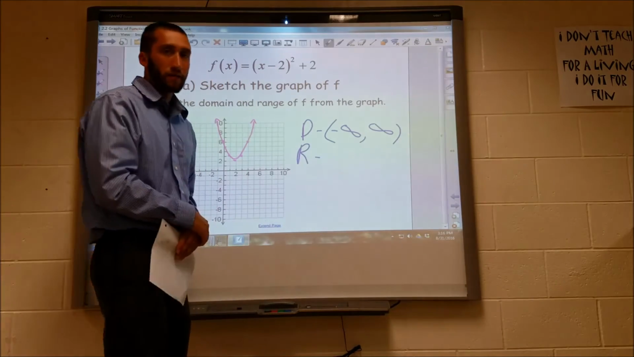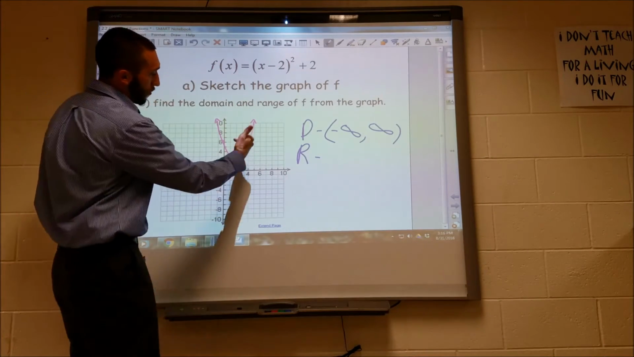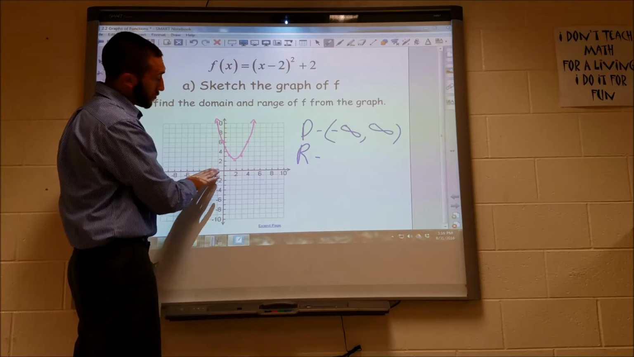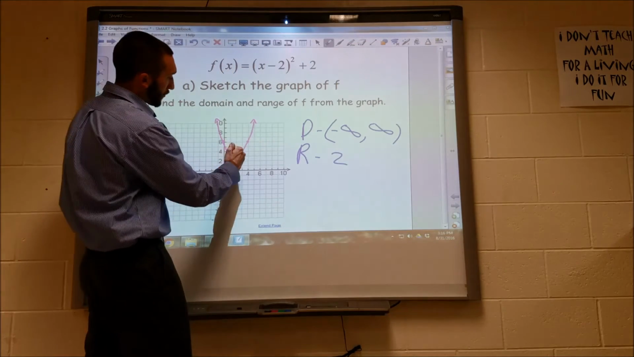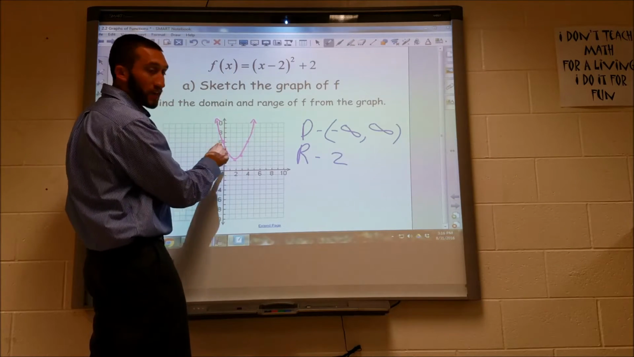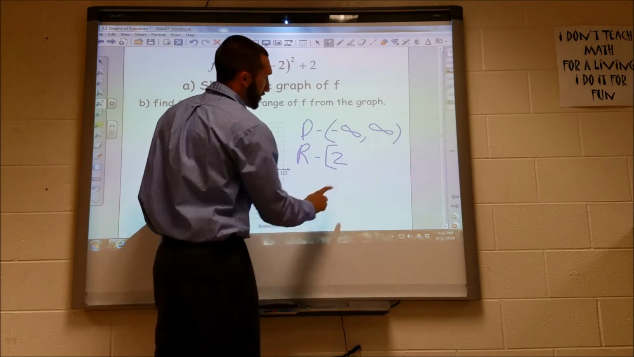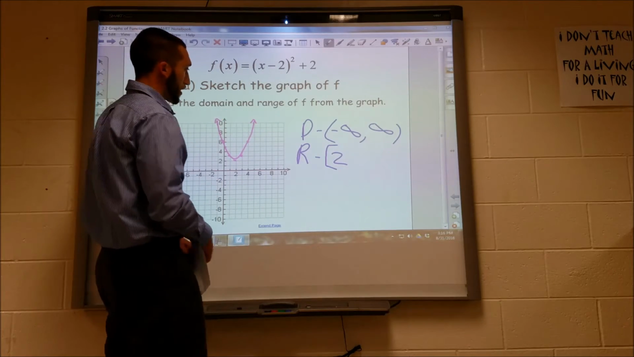The range, however, is a little bit different. That's my y values. As my y values go toward the negative numbers, we can see that my y values will never go below 2. So my y values start at 2, and since that point is actually on the point 2, 2, I use a bracket to include that point, because I'm actually including the number 2.